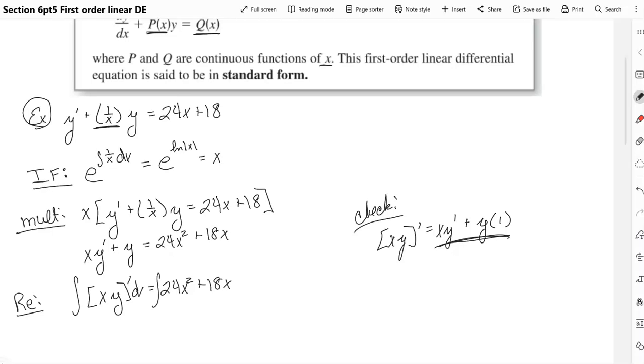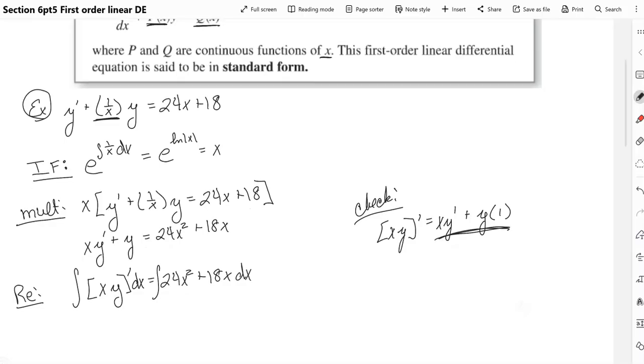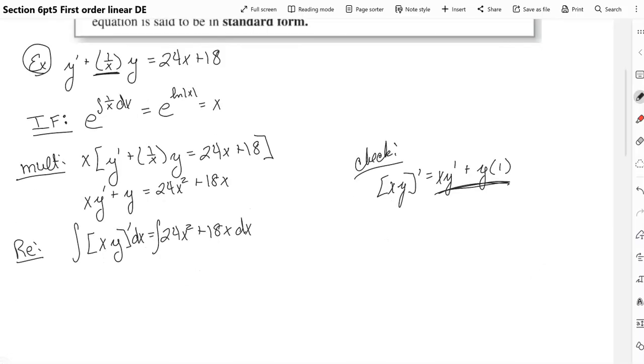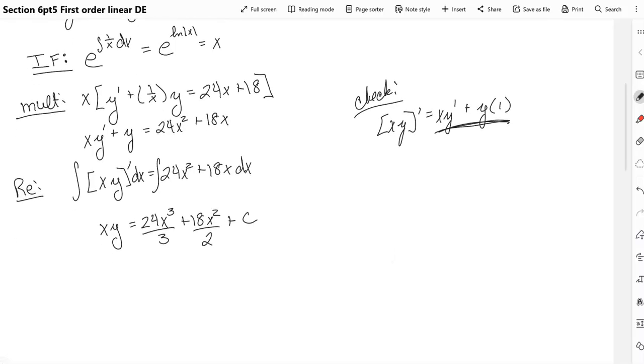And we're integrating with respect to x, so I'm going to multiply both sides by dx. If I integrate something I want to take the derivative of, I'm going to be left with just that xy. When I integrate the other side, using the power rule, adding 1 to the exponent and dividing by the new exponent, don't forget your plus c. And then I'm going to simplify this. 24 divided by 3 is 8. And 18 divided by 2 is 9. So I have xy equals 8x cubed plus 9x squared plus c.